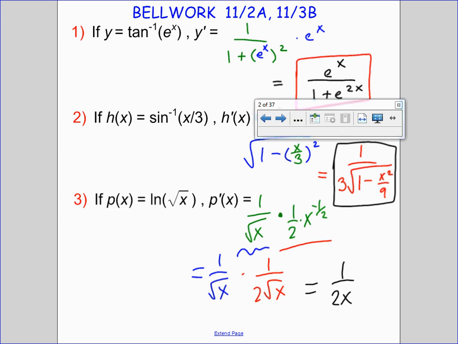Not to be confused with 1/2 x, right? This is the x on the bottom, so a hyperbola there. So raise your hand if you get number 3. Did you get all the way to the end of number 3? Yes! You guys are doing great.